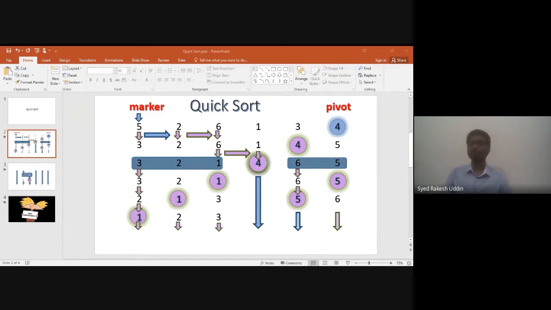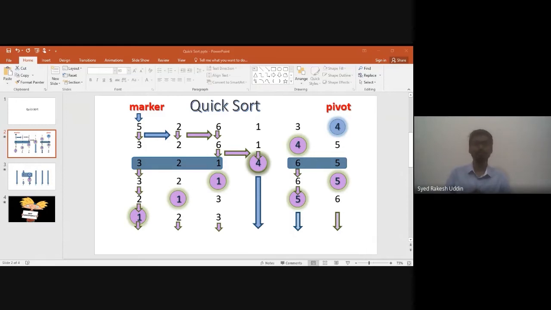There are some rules. The first one is: if the marker is greater than the pivot, then the pivot shifts to the next left position, the marker swaps with the pivot position, and the pivot's immediate left element will take the position of the marker, and the other elements will remain in the same position.